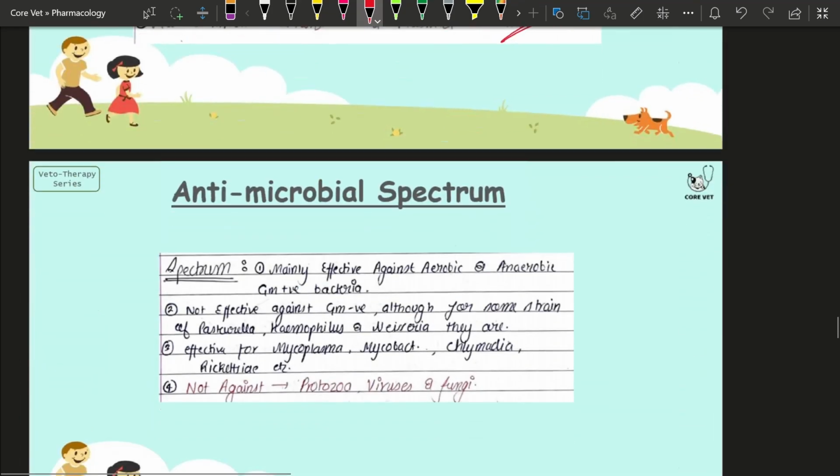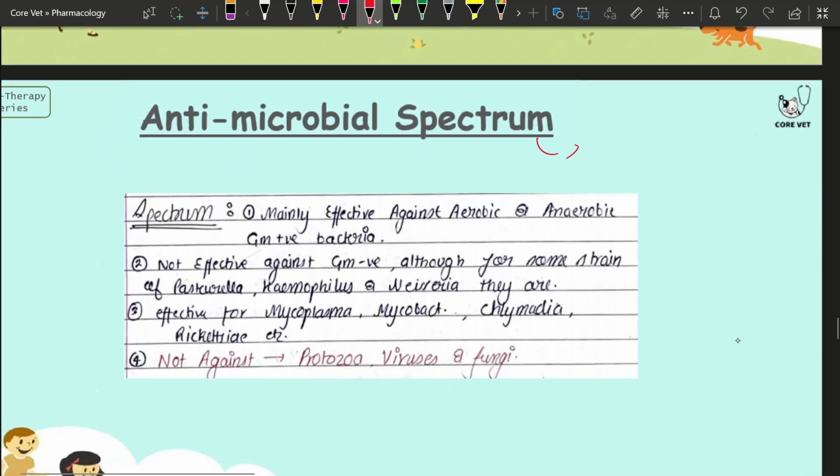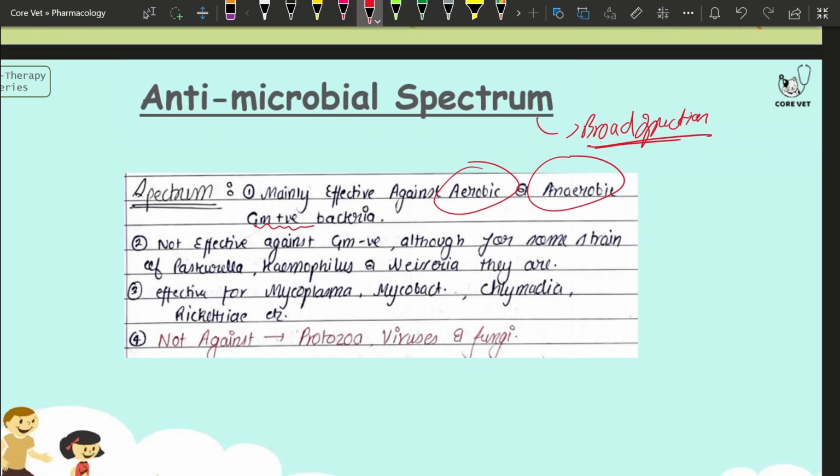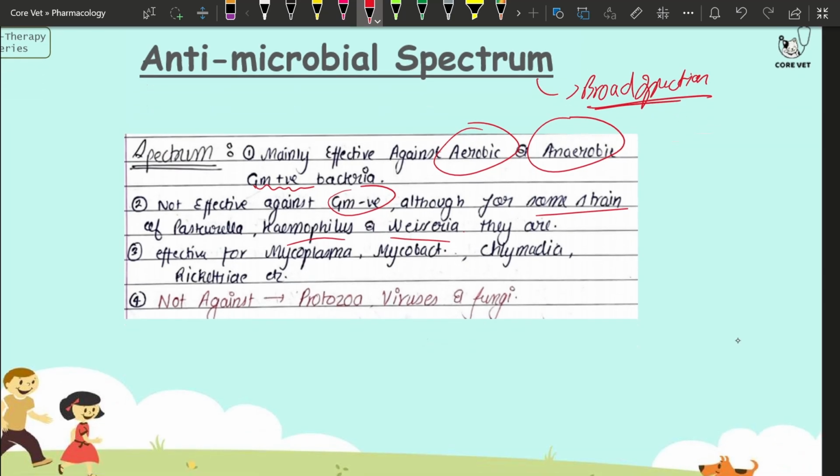Now coming on to the antimicrobial spectrum. It is a broad spectrum drug and more active towards the gram positive. It is mainly effective towards the gram positive, whether aerobic or anaerobic. It is not that effective against the gram negative, although some strains of Pasteurella, Haemophilus and Neisseria are susceptible to the macrolides, right? The macrolides are also effective towards mycoplasma, mycobacterium, chlamydia and the rickettsiae, right?